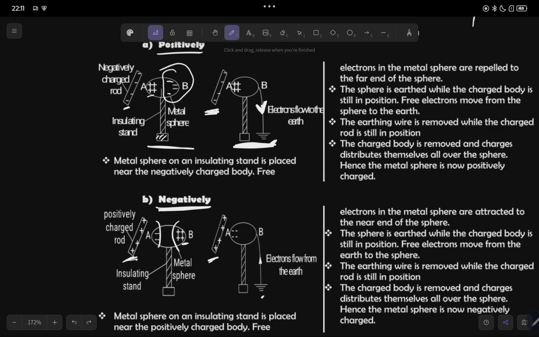Next, before you take away the inducing charge or the inducing rod, take away your earthing wire. When you take it away, and you later take away the inducing rod, the negative charge will distribute itself equally across the conductor. Thus, we shall have a conductor which is negatively charged.